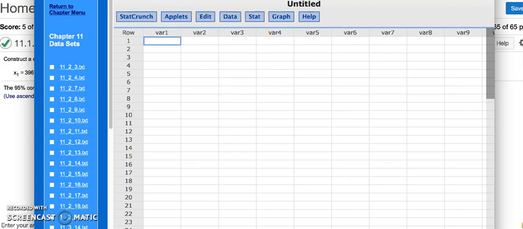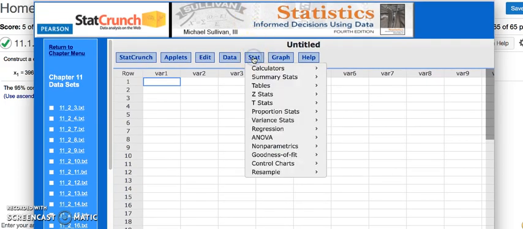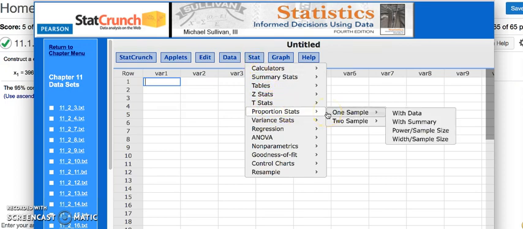So once StatCrunch opens, this is what you'll see. We go to Stat. And remember, we're doing population proportion, so we're going to go to proportion stats. In the last section, we had one sample. Now we have two samples, and we have with summary data. We don't have a data set.